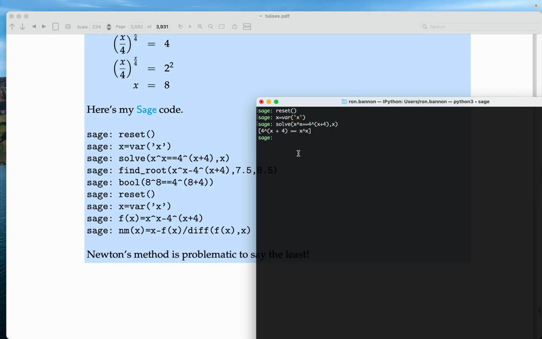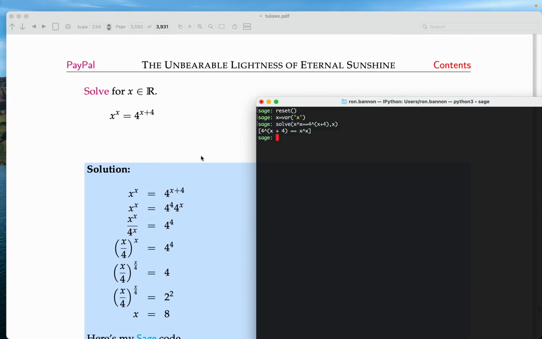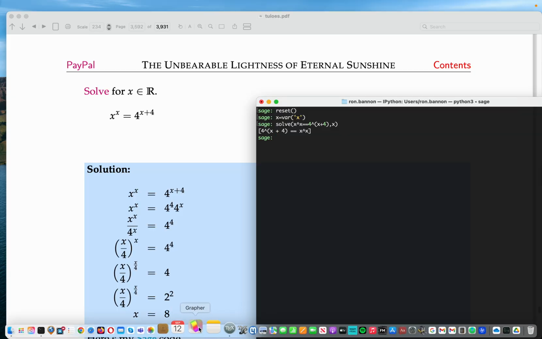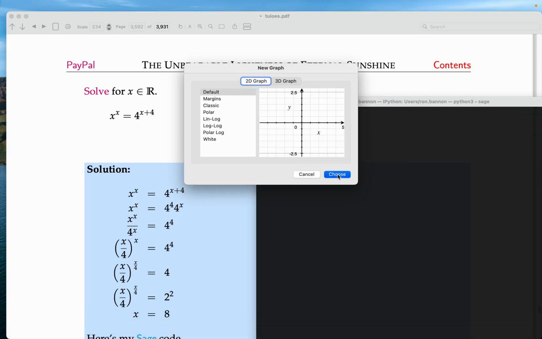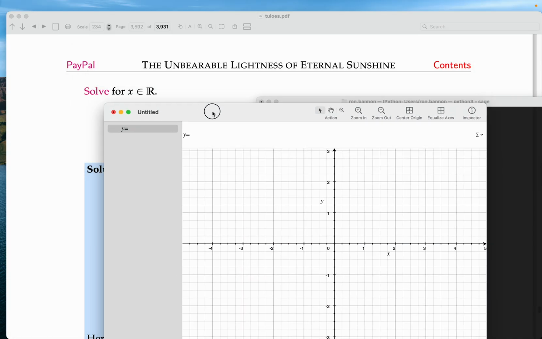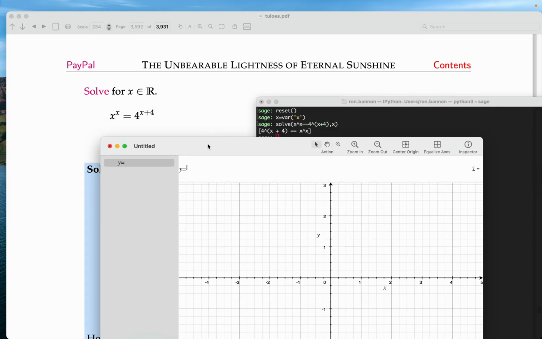Now, what I want to claim over here is a lot of people don't know where the root might be, and that's a problem. So what I want to do is graph things. I'm going to go to Grapher. Let me just get a rough graph over here. And again, you're free to use whatever software you want, including Sage. Sage can graph as well. And I'm going to say x to the x. I want to graph that out.